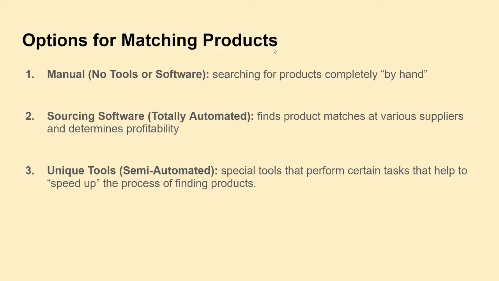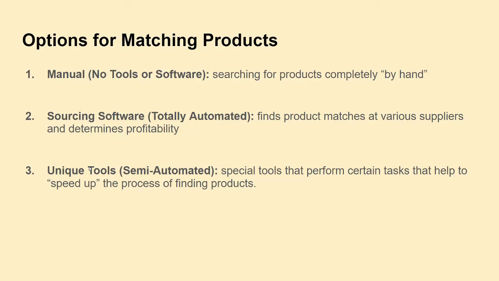But basically, there are going to be three major approaches as far as the tools or the technology that you're going to use. One is completely manual. You're not using any tools or software. You're just highlighting and using a Google search. Sourcing software is your other option. This is your most expensive option. It's going to be totally automated. It's the fastest. It's going to give you matches really quickly, and it's going to tell you the profit on those matches.